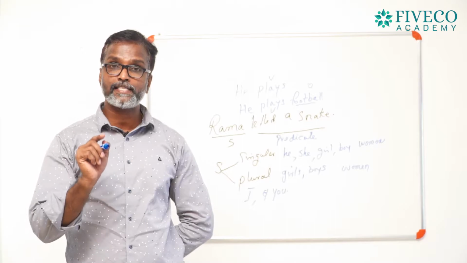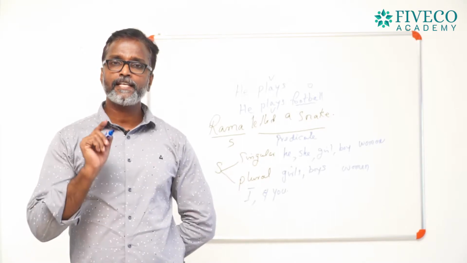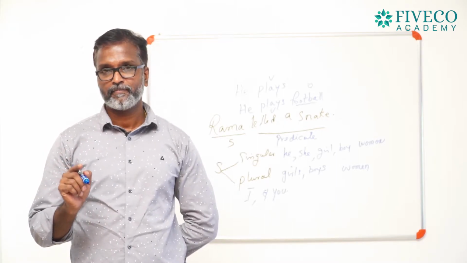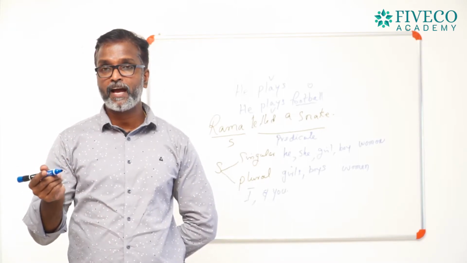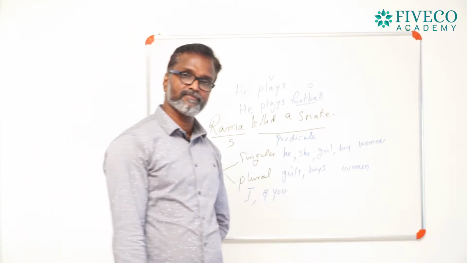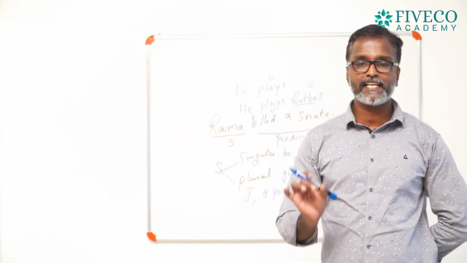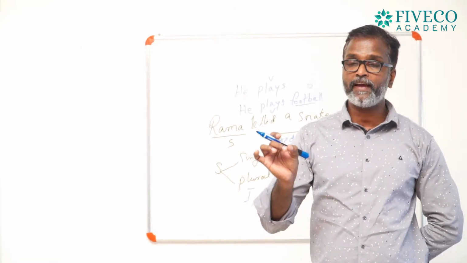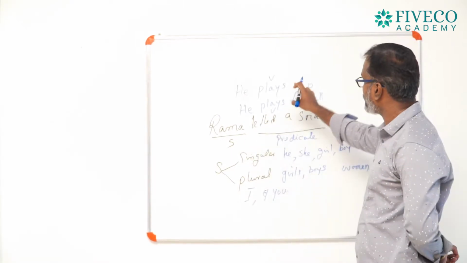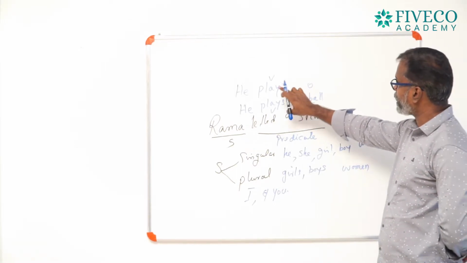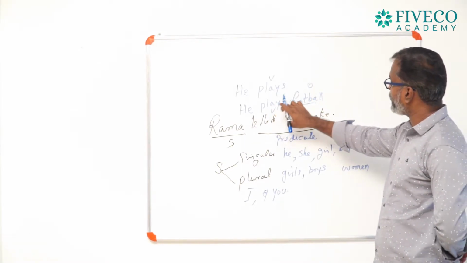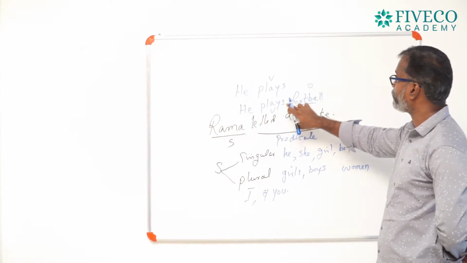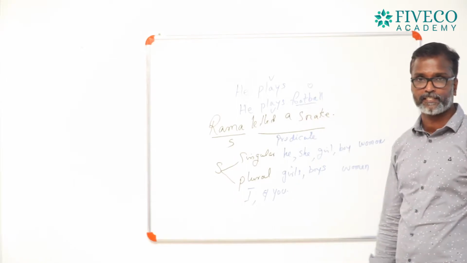So, what do you understand from it? A sentence will surely have one verb, and sometimes it may have an object also. Do you understand? You can understand from this. He plays, and plays is the verb. He plays football, here plays football is the predicate, but plays is the verb and football is the object.